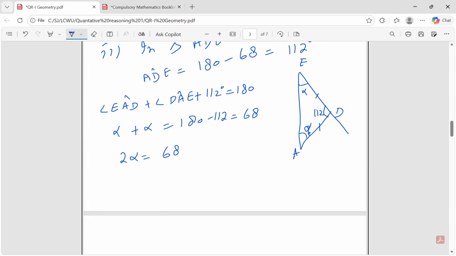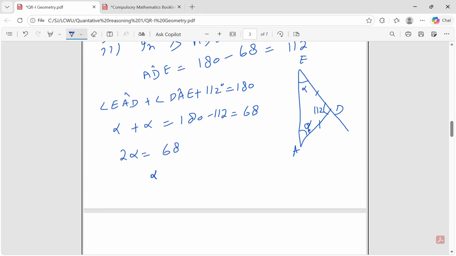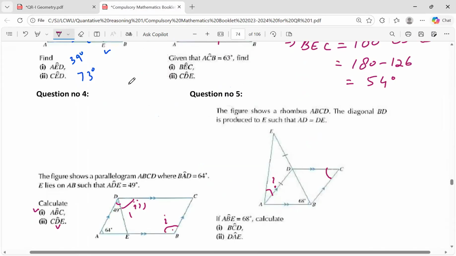It implies alpha is equal to 34 degrees, and that is the required angle. Since alpha is equal to angle DAE, angle DAE is equal to 34 degrees. This is the answer of this problem. So it completes this problem 5. Next question.